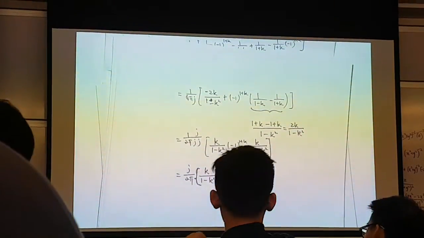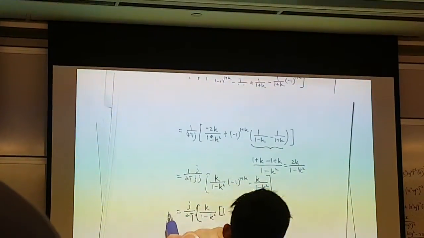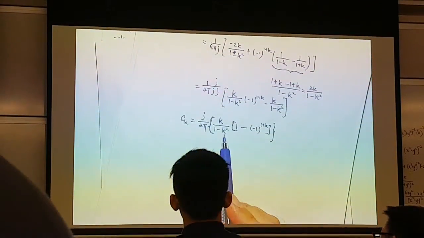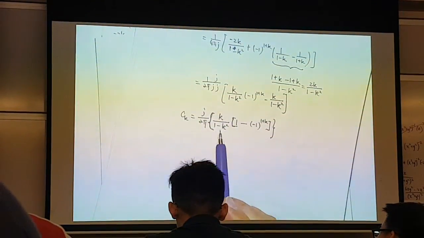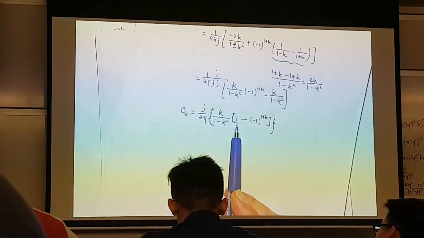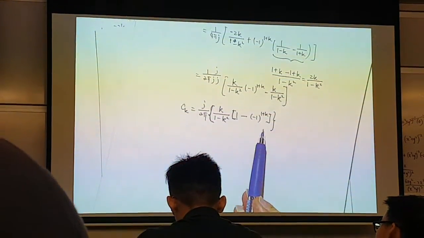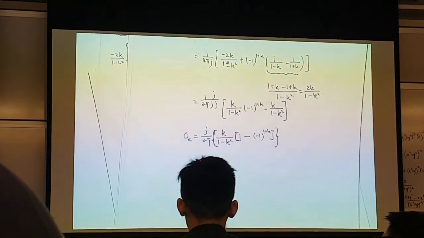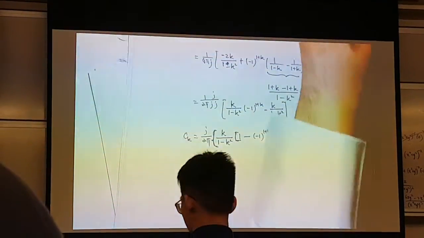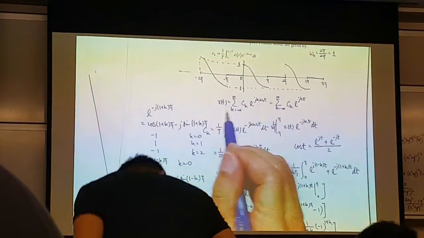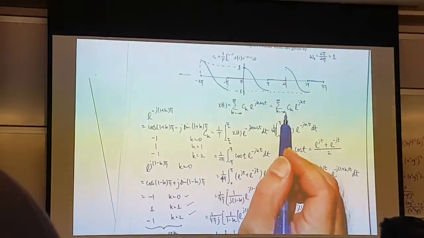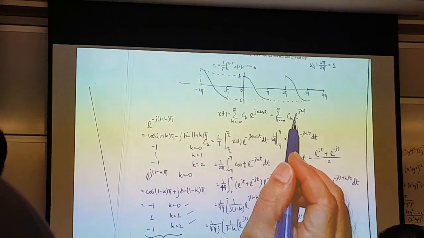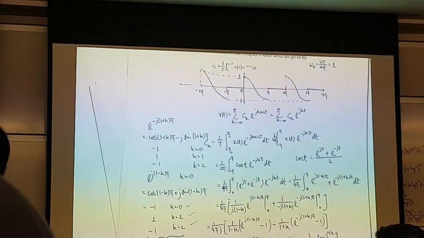So this will be your CK. Your CK is going to be k divided by 1 minus k squared multiplied by 1 minus 1 raised to the power 1 plus k. So now, what is your xt? When we write it, xt is equal to the summation of k equal to minus infinity to infinity of ck times e to the power of jkt.